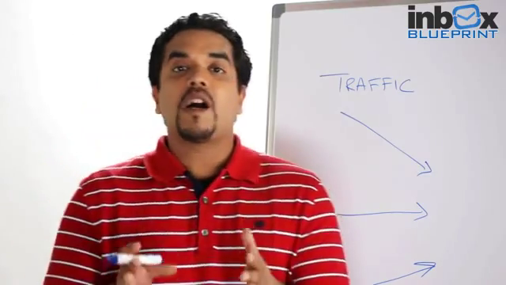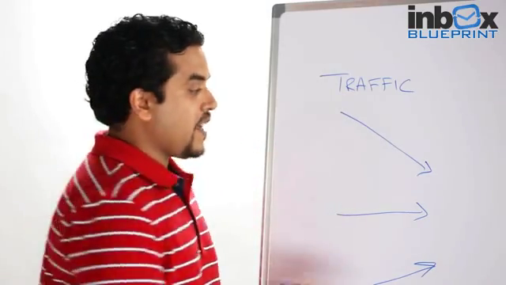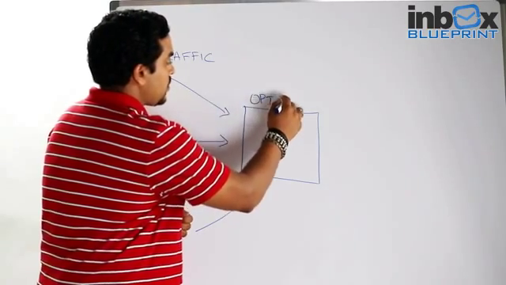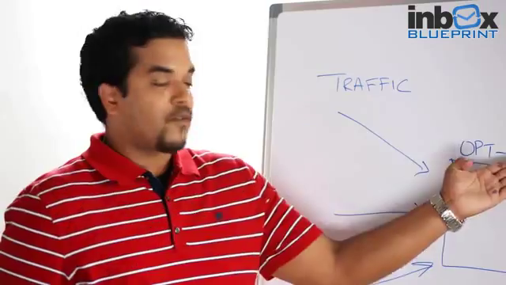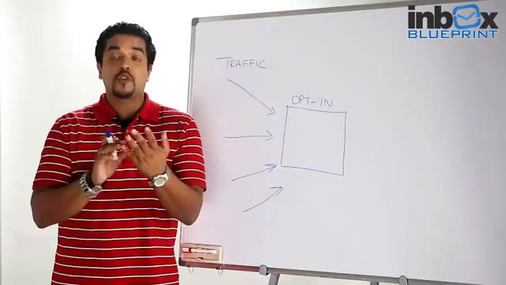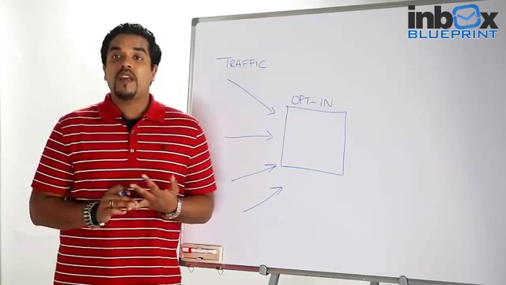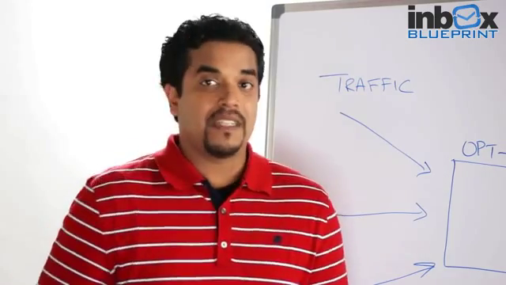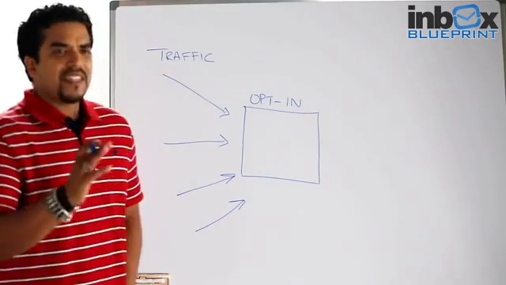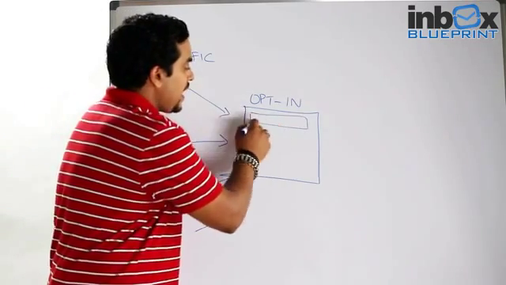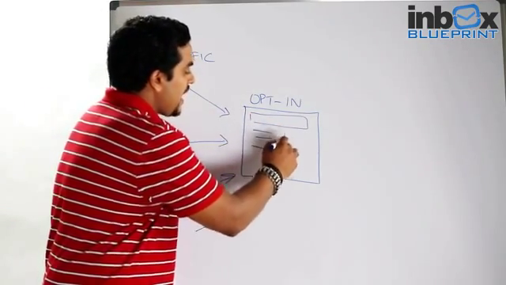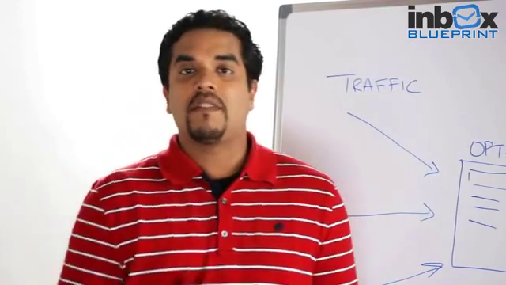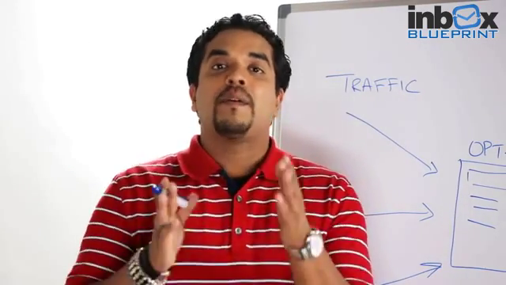What happens in the inbox blueprint business model is that traffic goes to something we call an opt-in page. Now, this term, you can also hear it called a squeeze page, or you may hear it called a flycatcher. I almost always refer to it as an opt-in page, okay? Now, an opt-in page is very simple. An opt-in page has a headline and has some bullet points, and then it has a big box here. And it allows for someone to put their email address in. That's it. That is an opt-in page.